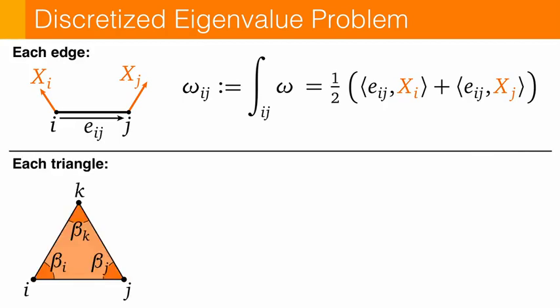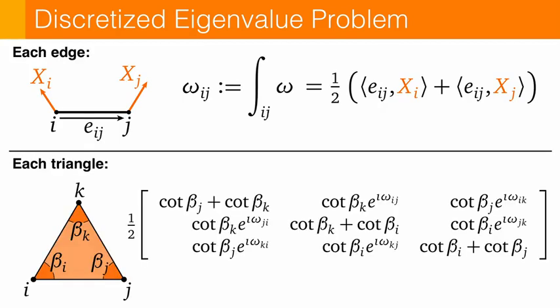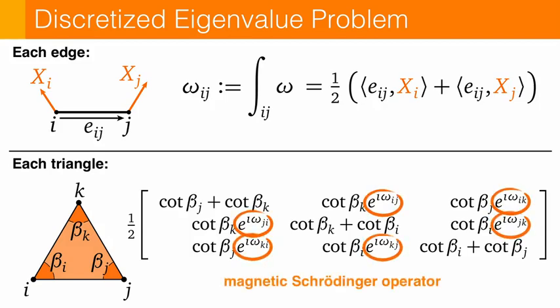We then build a matrix that looks a lot like the usual cotan-Laplace matrix, except the off-diagonals have these unit complex factors, e to the I omega. And that's our discretization of this magnetic Schrödinger operator.